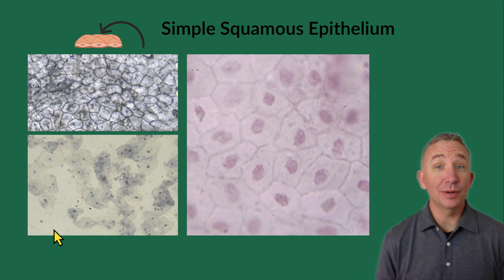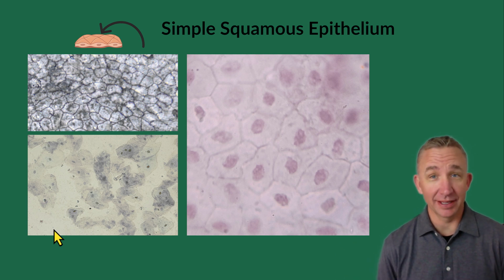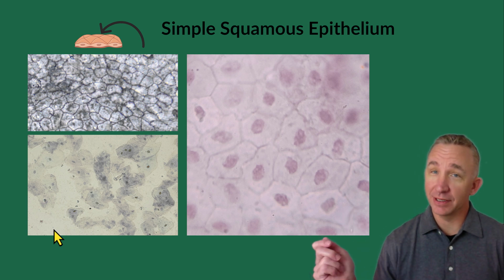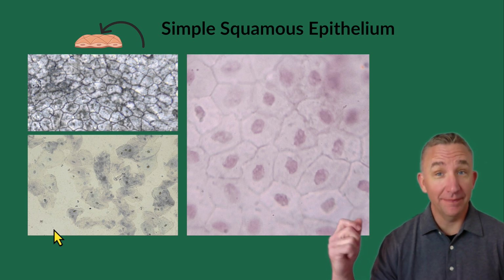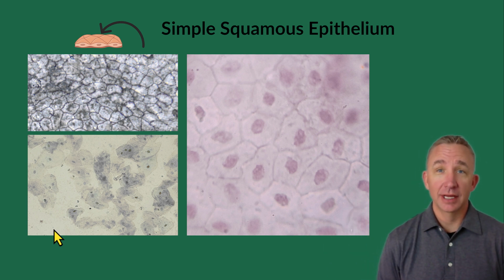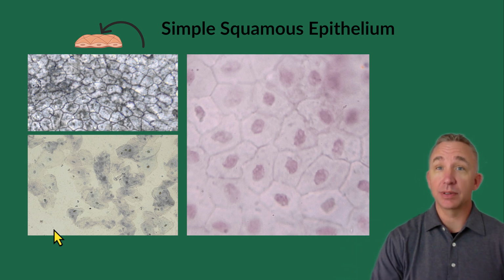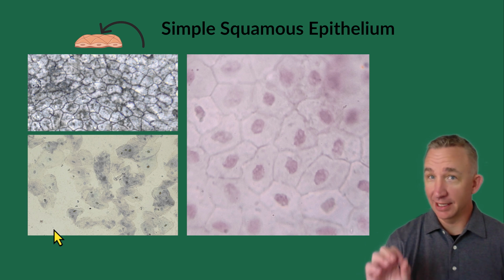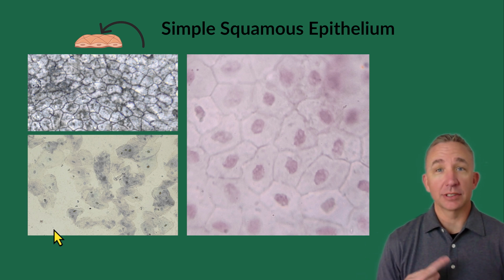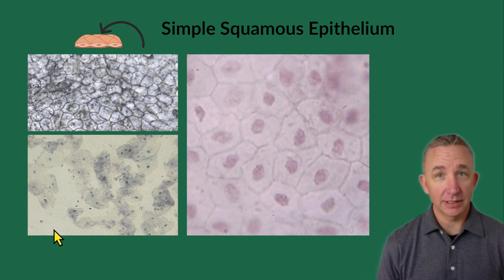This is simple squamous epithelium. So far in previous videos, we talked about the characteristics of epithelial tissue. We talked about the functions of epithelial tissue. We talked about how we name them based on the number of layers plus their shapes. And now that finally leads into we can study the individual types. So we're starting with simple squamous epithelium.